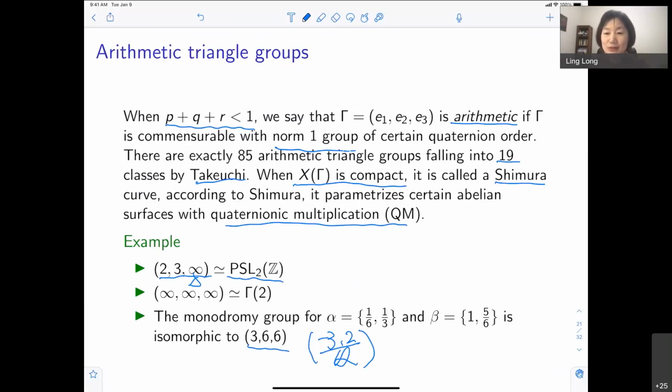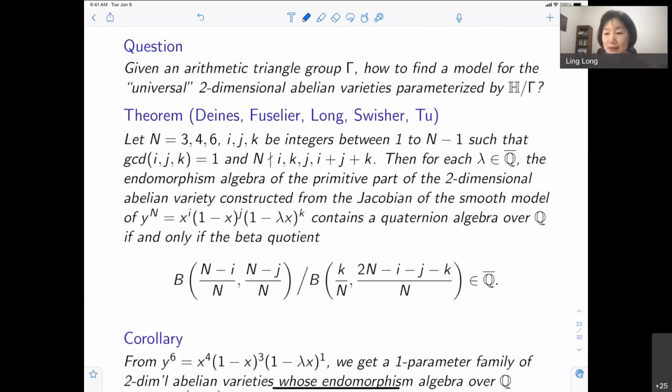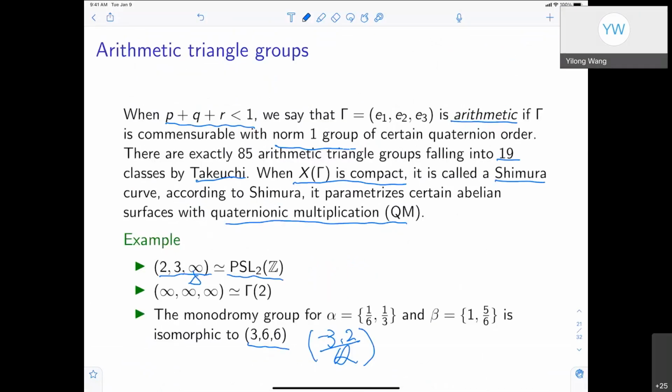Okay. All right. Is this group finite? This (3, 6, 6)? It's an infinite group. Yes. If you ask Fan Ting, she will tell you how to write it down in terms of matrices, invertible matrices with entries in Q adjoining square root 3.